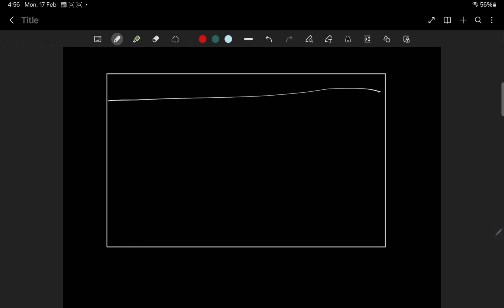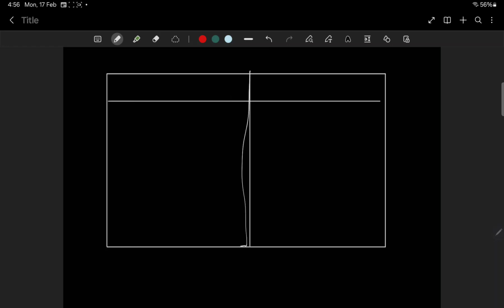I'm drawing a table and I am showing it. Why my slide didn't come? My God. Yes. Okay.